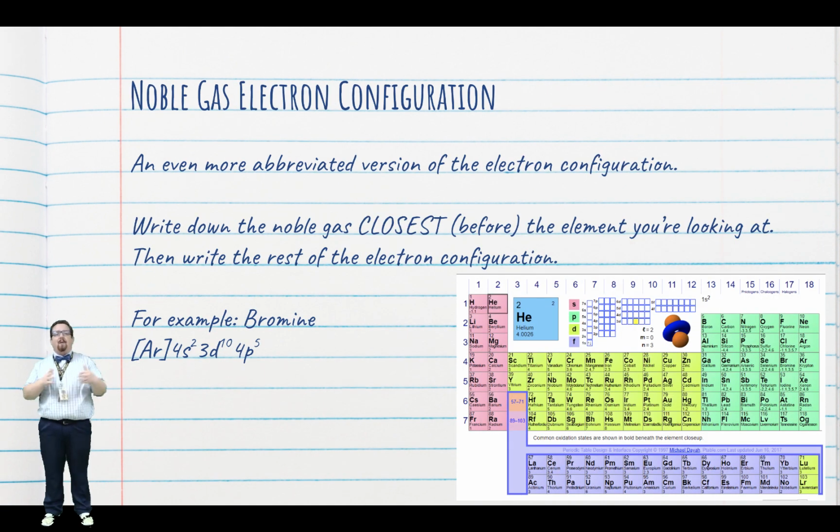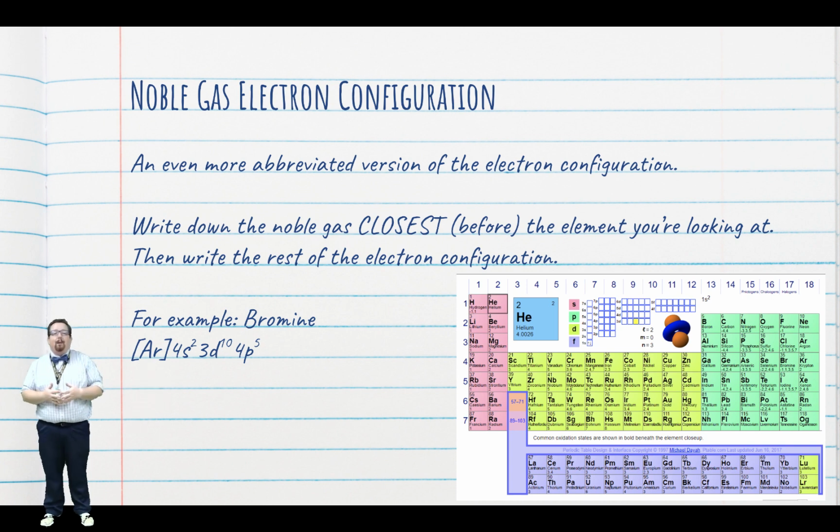Sometimes writing that full electron configuration all out is kind of a pain in the neck. So we can use the periodic table to find the electron configuration, and then we can actually shorthand it even more by using the noble gas configuration. To do this, we write in brackets the noble gas that comes directly before the element we're looking at.